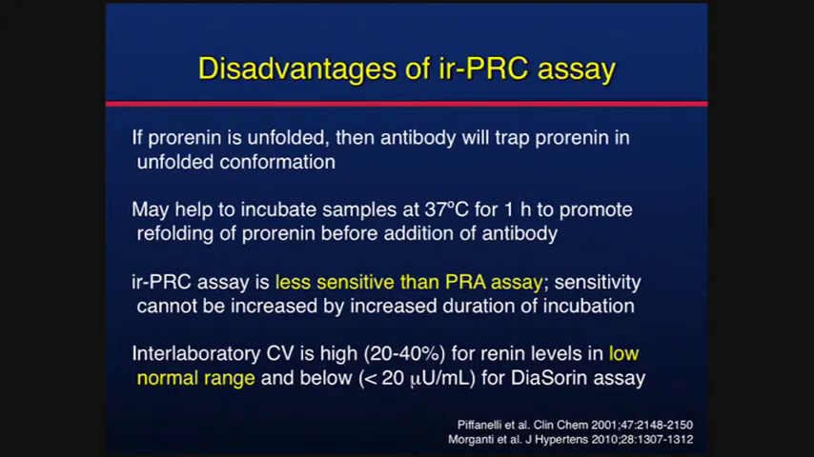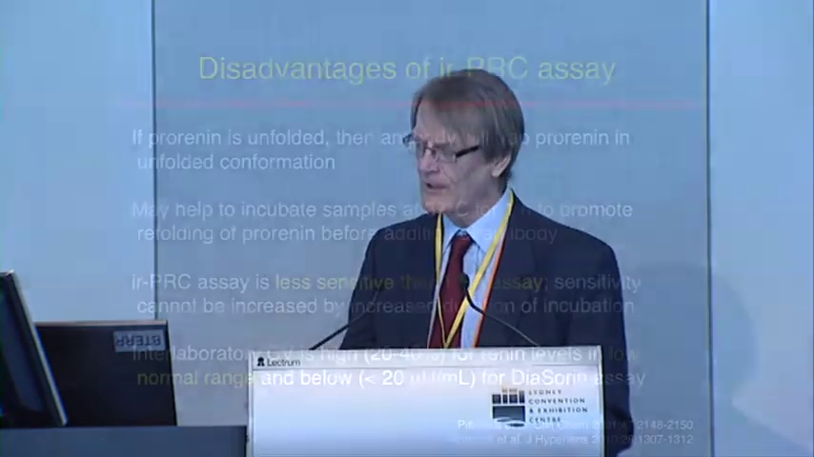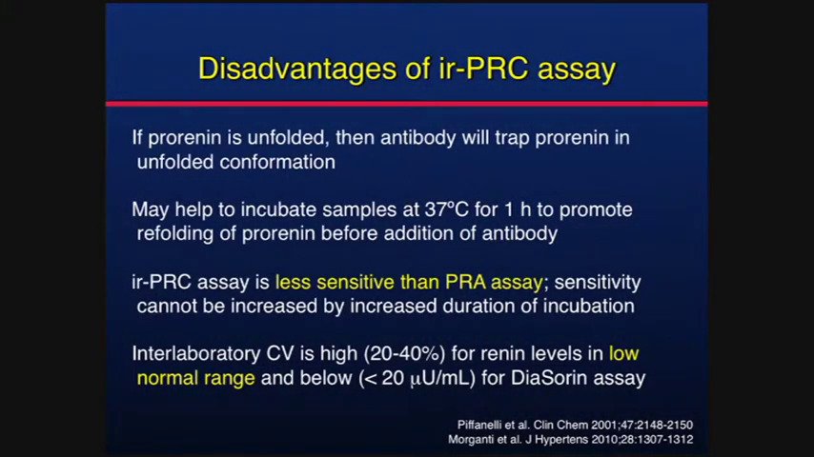The immunoassay is less sensitive, and we cannot increase the sensitivity. And with low renin levels, there's a high interlaboratory variation. Now, some people may say you see a similar high interlaboratory variation with the plasma renin activity assay, but that depends how long the samples have been incubated for. It's true that if you have low renin levels and you just incubate the sample in the activity assay for 90 minutes, then you'll get a high coefficient of variation. But the coefficient of variation improves markedly if you incubate the plasma renin activity assay for much longer.